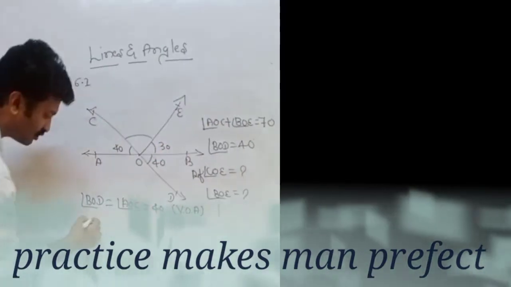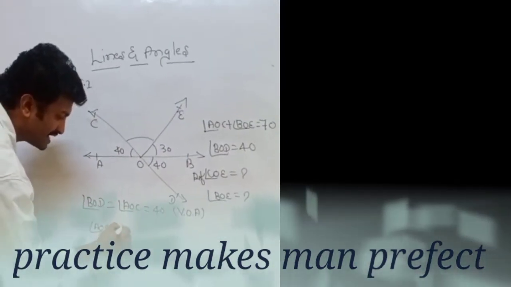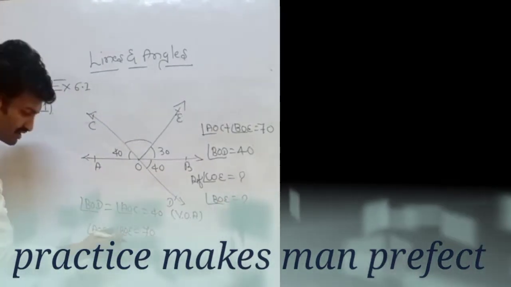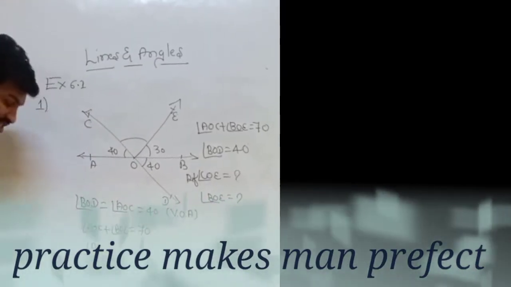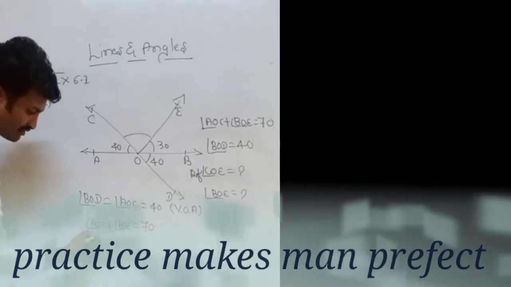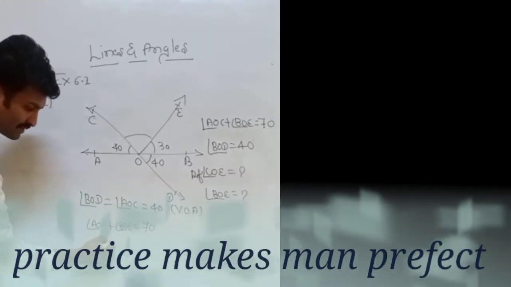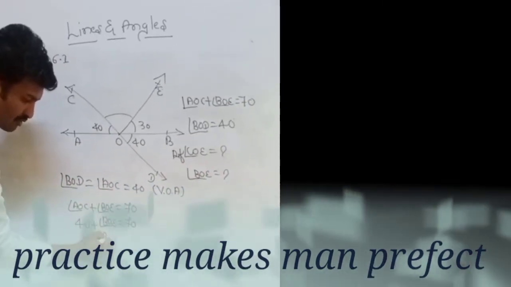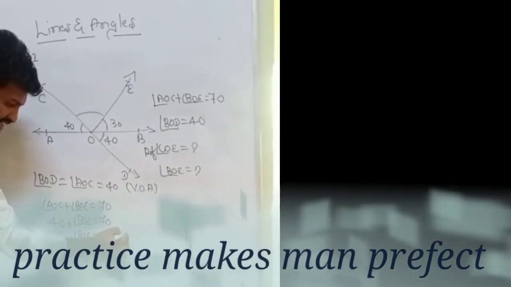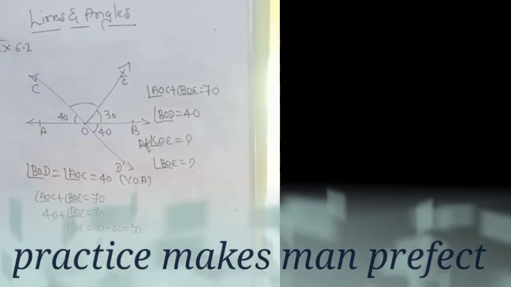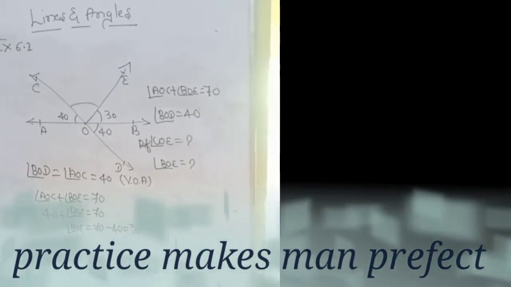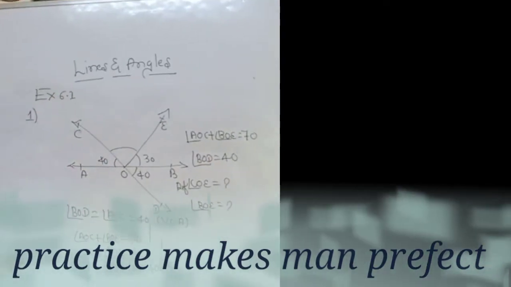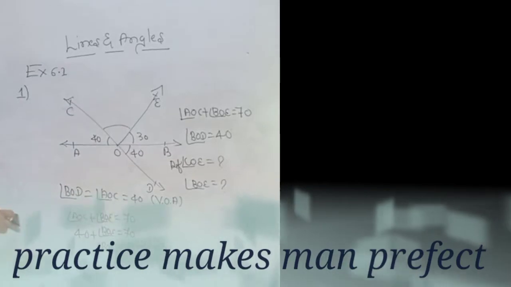AOC plus BOE equals 70. What we have to find out is this BOE. AOC is 40; here we got the value of AOC by the vertically opposite angle property. AOC is 40, and the sum equals 70. Then BOE equals 70 minus 40, which equals 30. We got the value of BOE. After finding the value of BOE, it's very easy to find the value of COE. How to find out the COE? Is that clear? Any doubt?